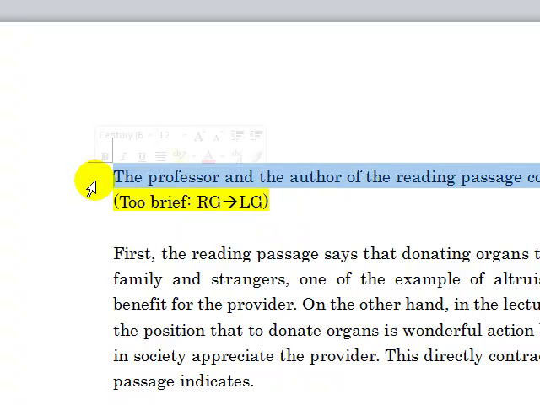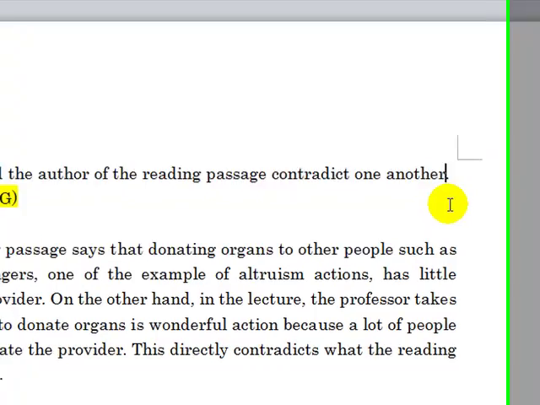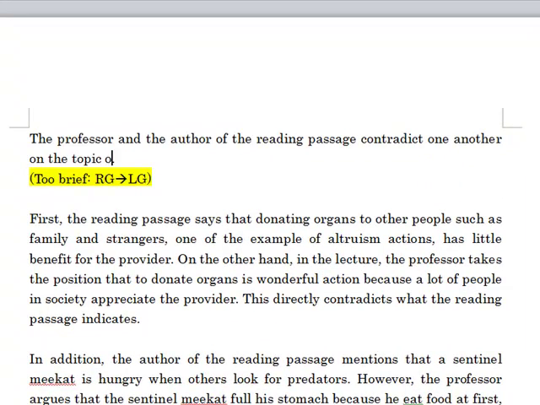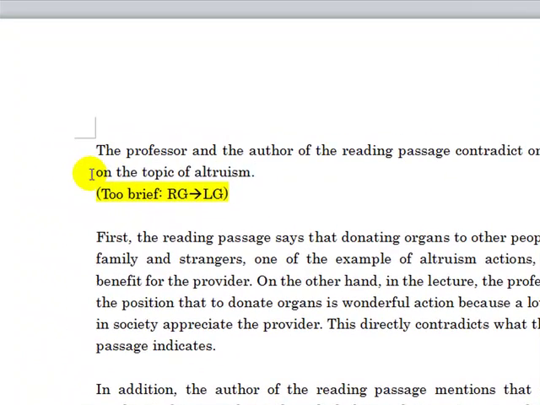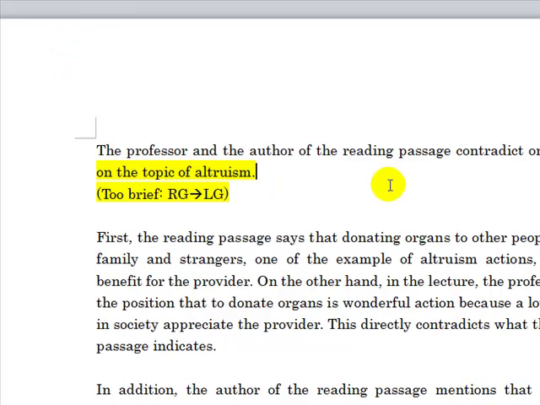The professor and the author of the reading passage contradict one another on about what? On the topic. At least say the topic. The topic is altruism. Better than that would be to say something about what the author said, like the author introduced the topic of altruism and gave examples from humans and meerkats. Then you could say something like, however, then give a sentence on the lecture. The lecturer casts doubt on the author's ideas.